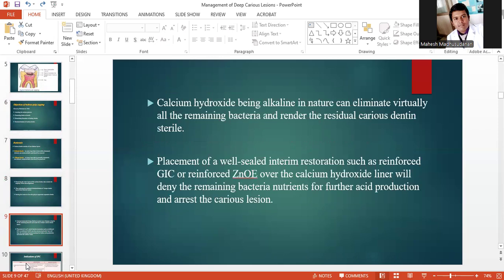Calcium hydroxide, being alkaline in nature, can eliminate virtually all the remaining bacteria and render the residual carious dentin sterile. Placement of a well-sealed interim restoration, such as reinforced GIC or zinc oxide eugenol, over the calcium hydroxide liner will deny the remaining bacteria nutrients for further acid production and thus arrest the carious lesion.